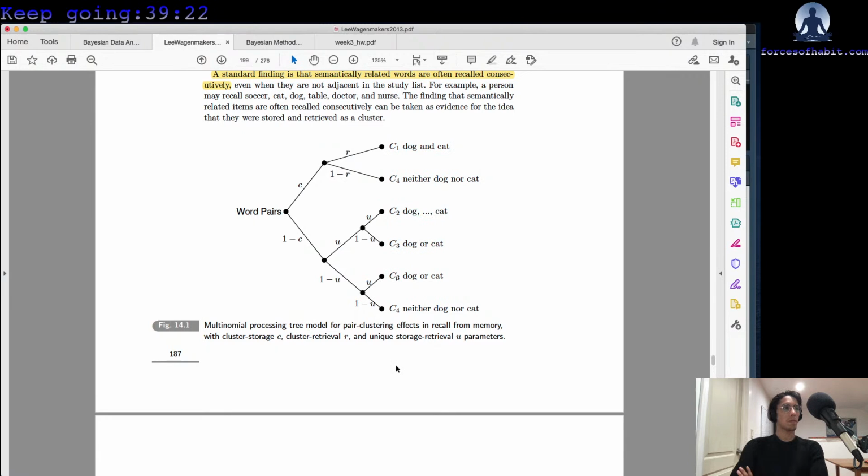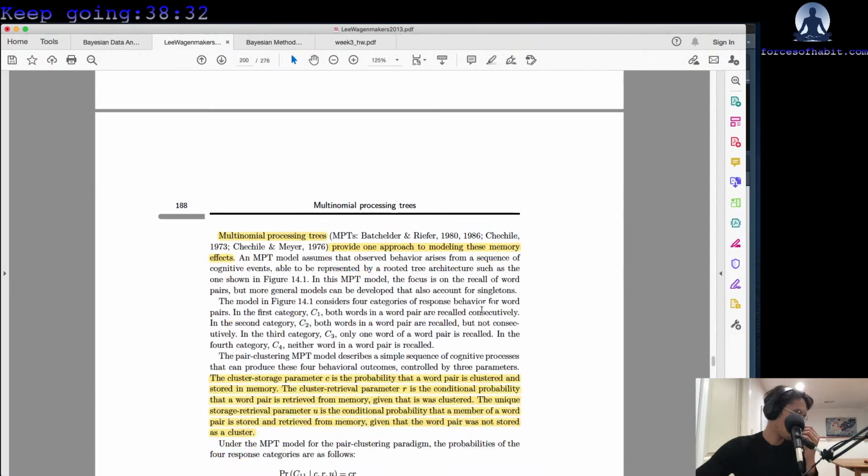I'm wondering why we have this double leaves, like the additional layer of the tree in this case. I'm not sure what it represents, because 1, 2, 3, and 4 can be represented just here, but then we have two more cases of 3 and 4. Or we have a case of 4 that can also arrive if the words were clustered. We could still not retrieve them, but if the words weren't clustered, they could still not be uniquely retrieved.